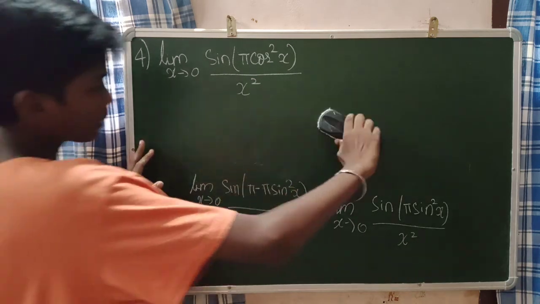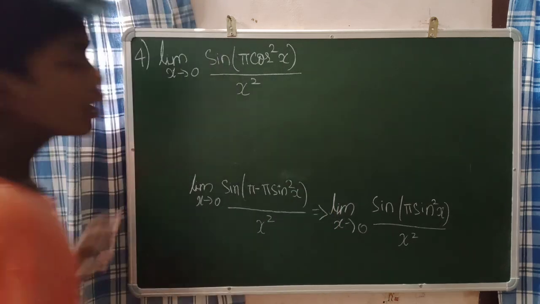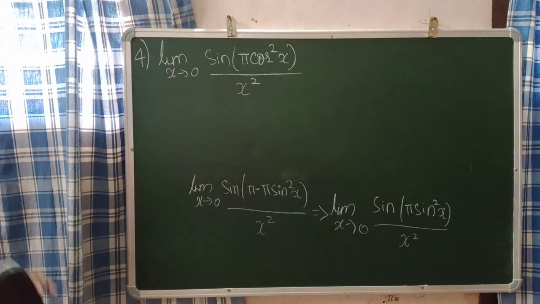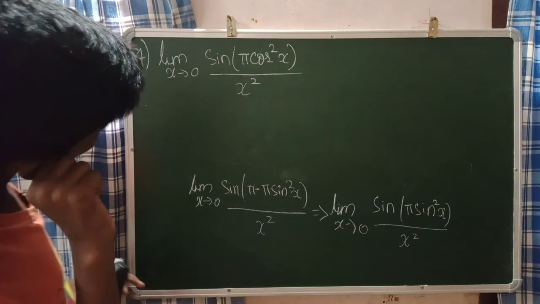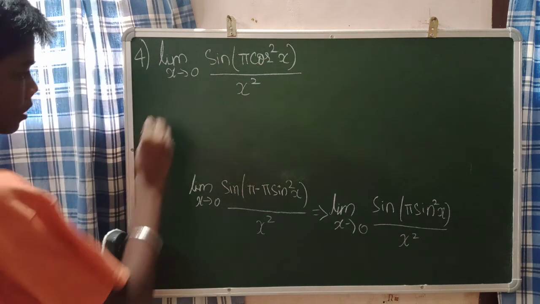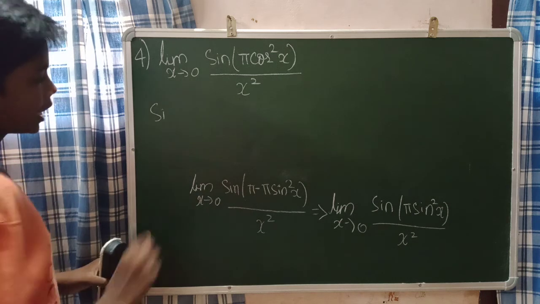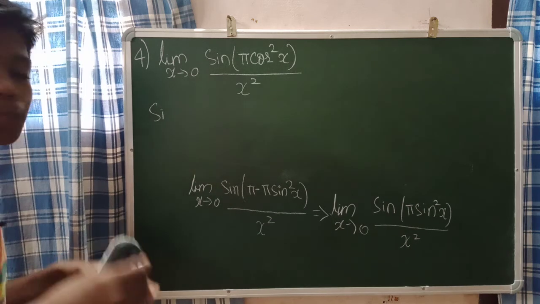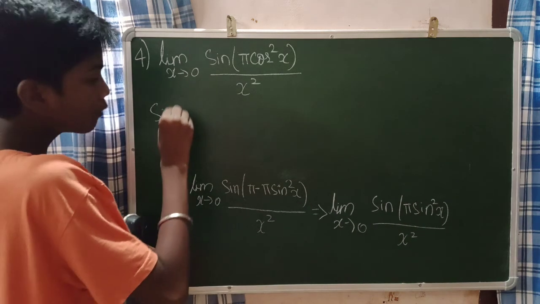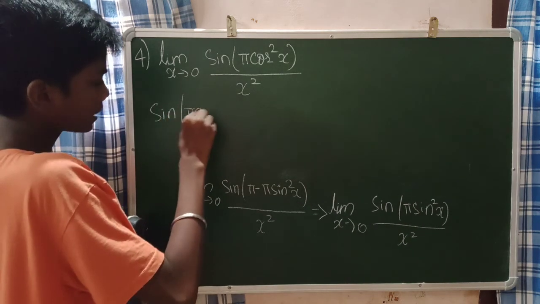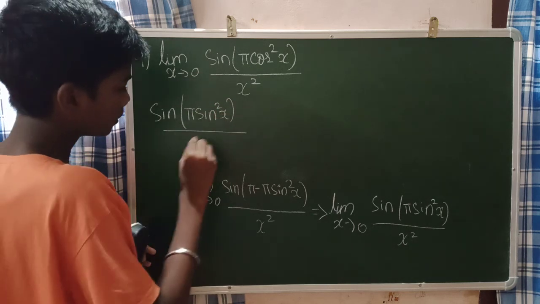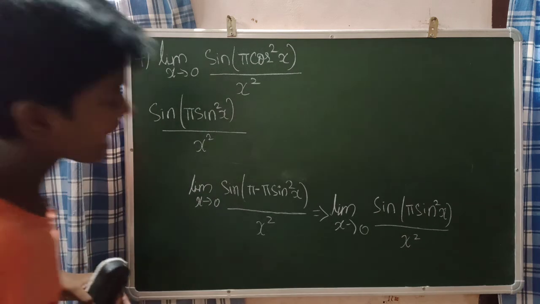Now I will rub this. The next part which I am going to do is use your standard limits, guys. That's very important. Standard limits. But before using that, listen carefully. Before using that, you need to multiply some value and divide some value. So see what I am doing. Sine of pi sine square x divided by x square. This is what we are having now.